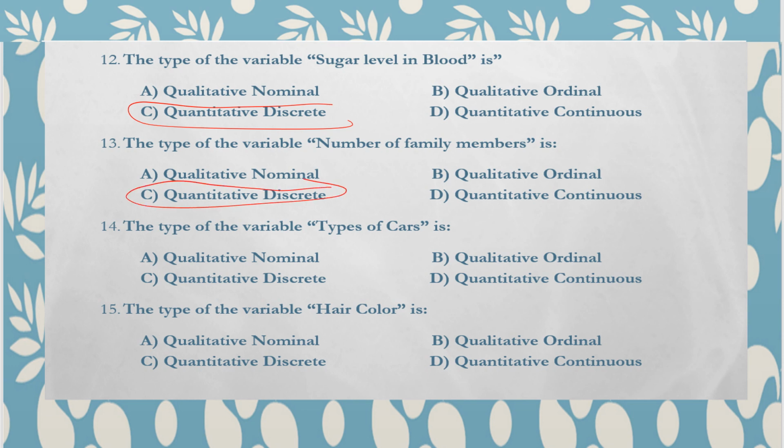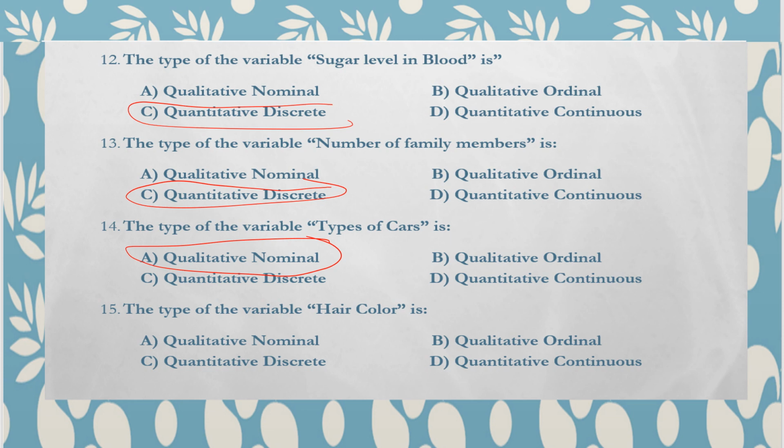The type of the variable, types of cars. Types of cars are non-numeric or categorical data, but cannot be arranged. So this variable is a qualitative nominal data, and the correct answer is A.